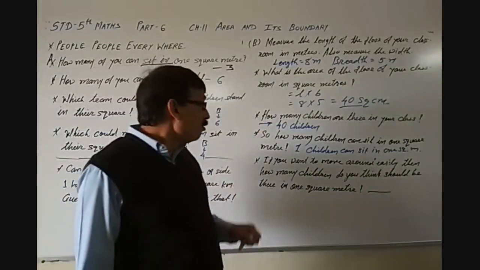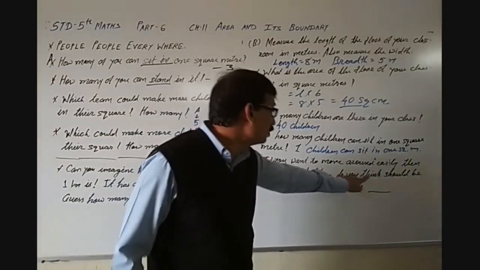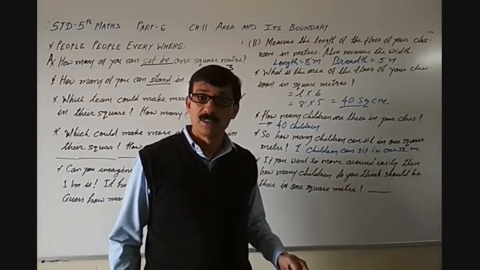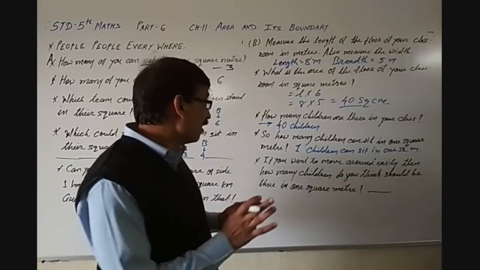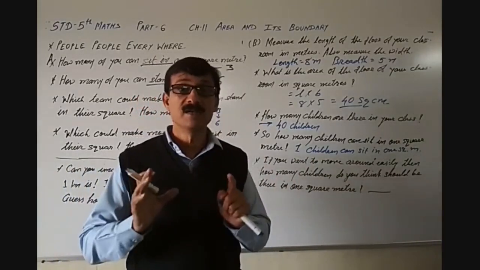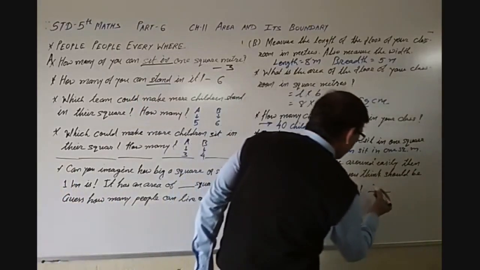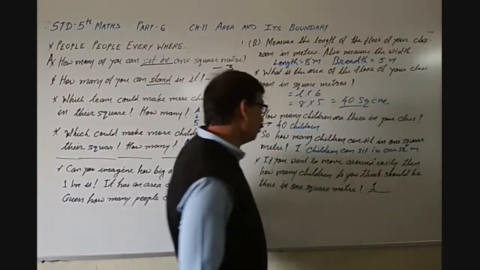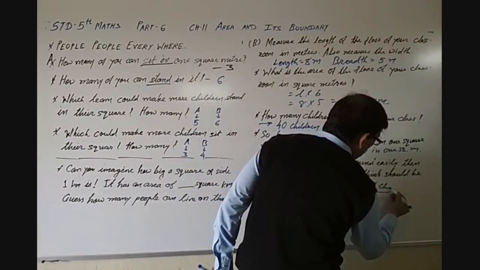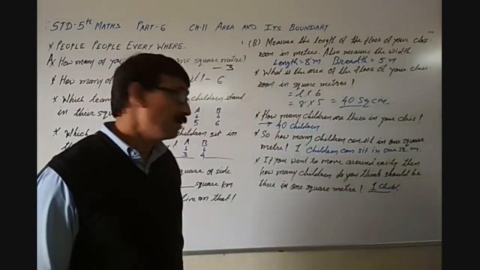Now, if you want to move around easily, then how many children do you think should be there in 1 square meter? We can say 1 meter is more than enough. So here, what do you think should be there in 1 square meter? 1 child. 1 child should be there in 1 square meter.